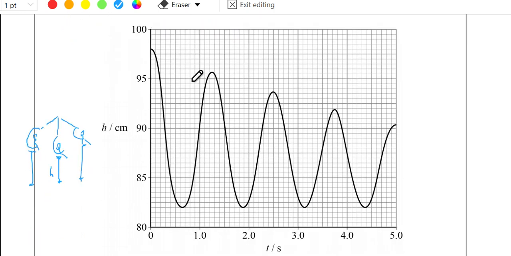To find the period, you should go from some point and return back to the same point. So from here, not to this point, this is the far right, to this point is the right answer, which is 2.5.